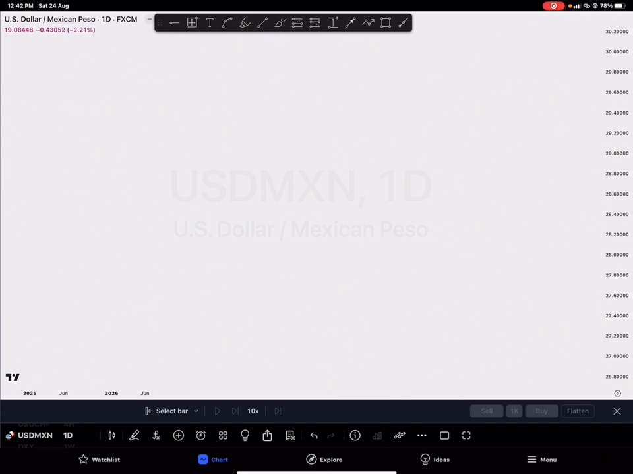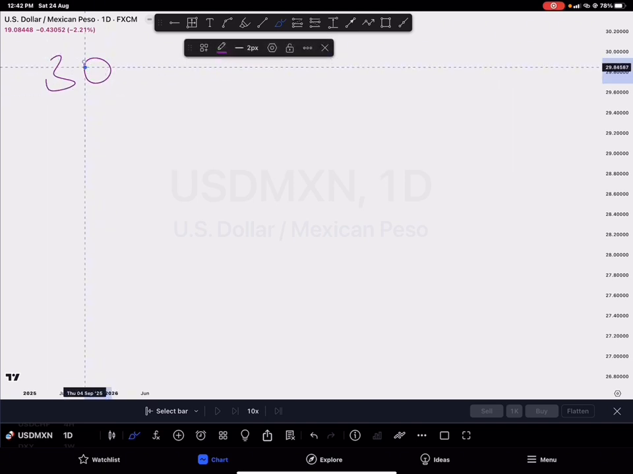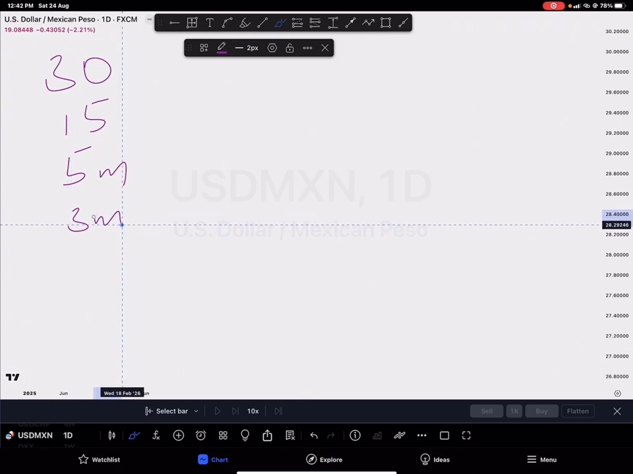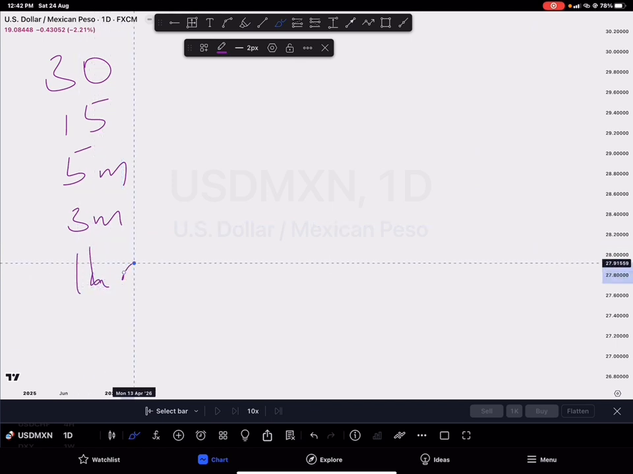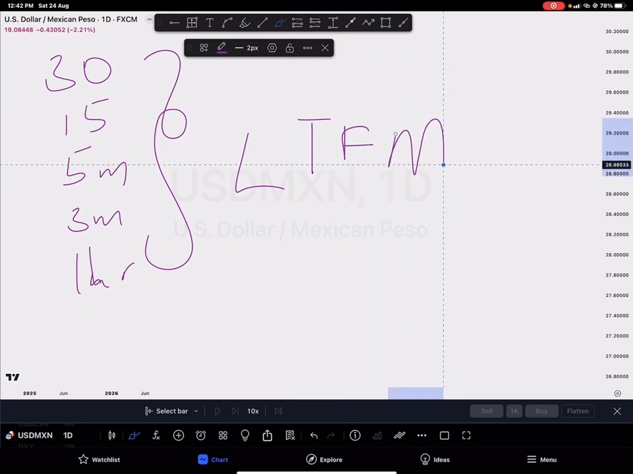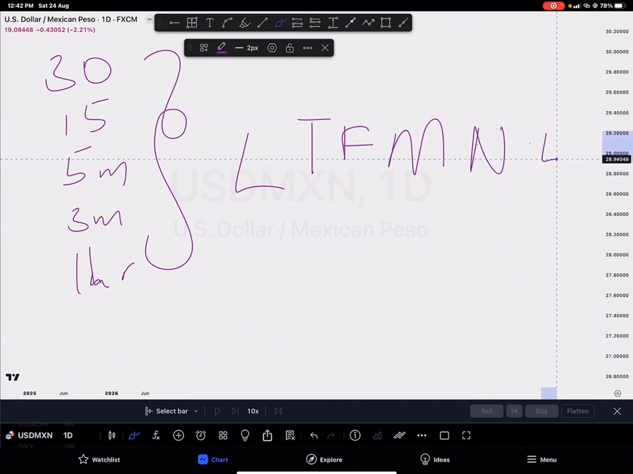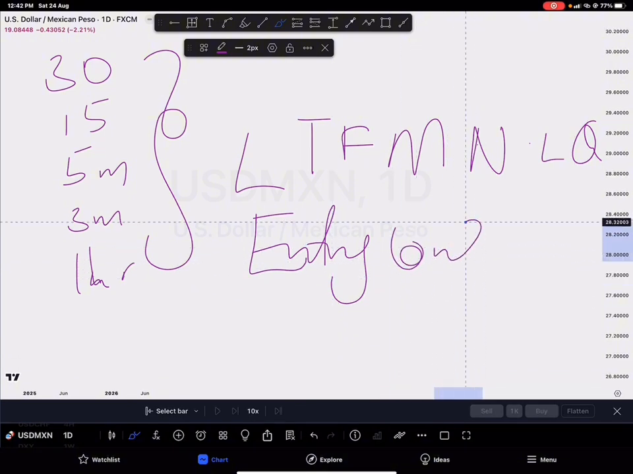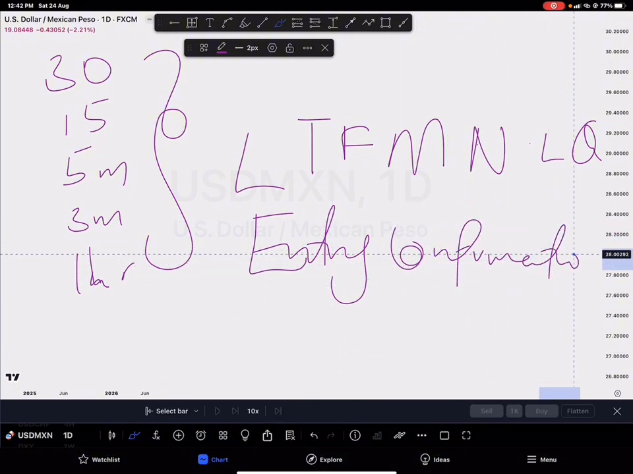The time frames that always provide lower time frame normal liquidity engineering are the 30-minute, 15-minute, 5-minute, 3-minute, and 1-hour. So these are the time frames that provide lower time frame normal liquidity engineering. Those are the time frames provided, and they are used for entry confirmations.